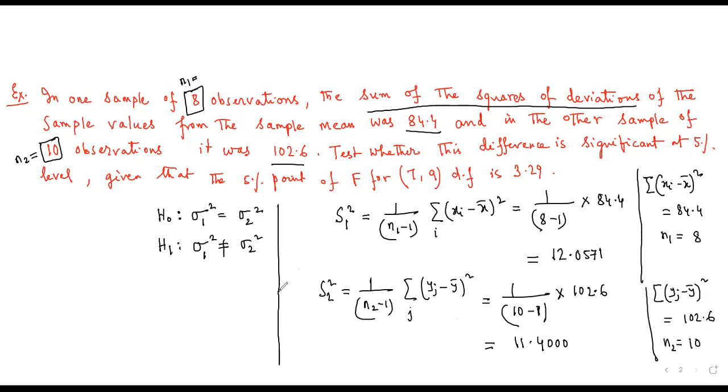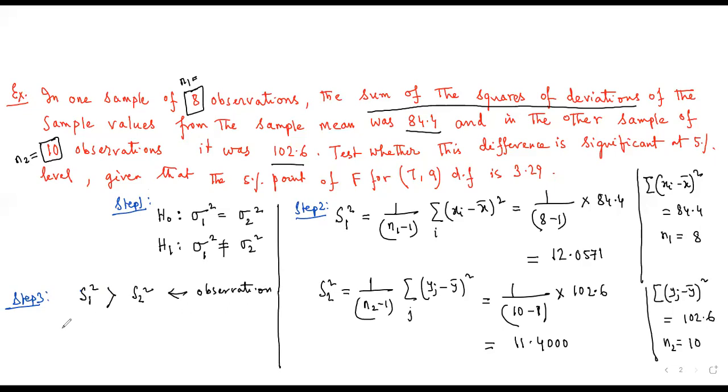Now, this is my step 1. Let me write. My step 1 is to define the null hypothesis, of course. My step 2 is to calculate the things which I need. My step 3 is to find out which variance is greater. So we see from the calculation of step 2 that S1 square is greater than S2 square. This is my observation from the calculation.